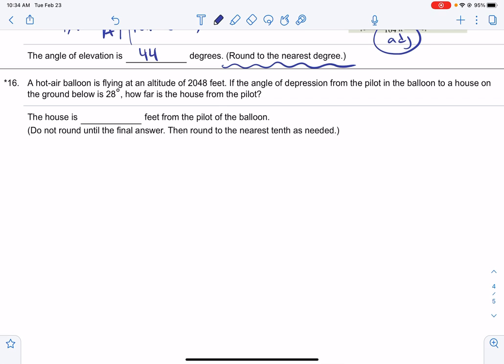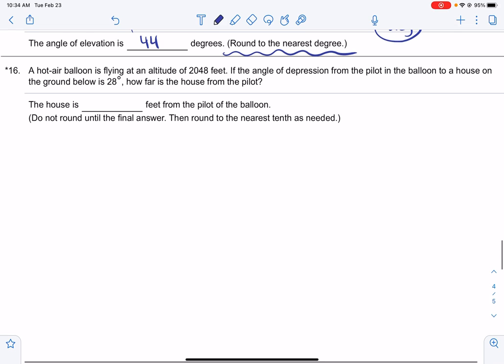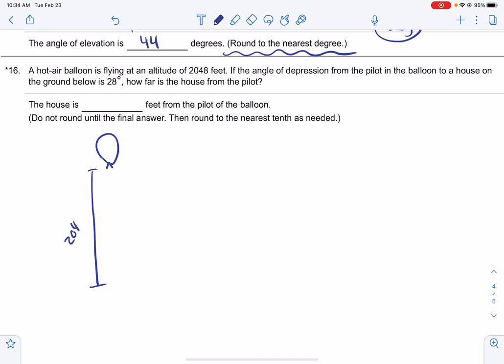So number 16 says that a hot air balloon is flying at an altitude of 2048 feet. So what that means is I've got this hot air balloon, right? And it's flying at an altitude. Altitude is its height. So the height of this hot air balloon is 2048 feet. Then it says if the angle of depression from the pilot in the balloon to a house on the ground. So you've got a house on the ground over here, and the pilot is looking down at the house. But it's looking down at an angle of depression.